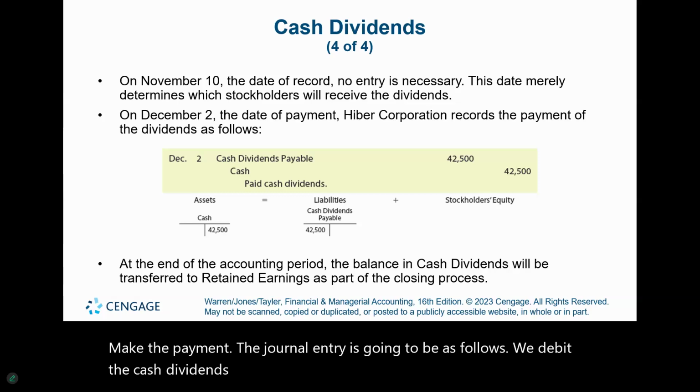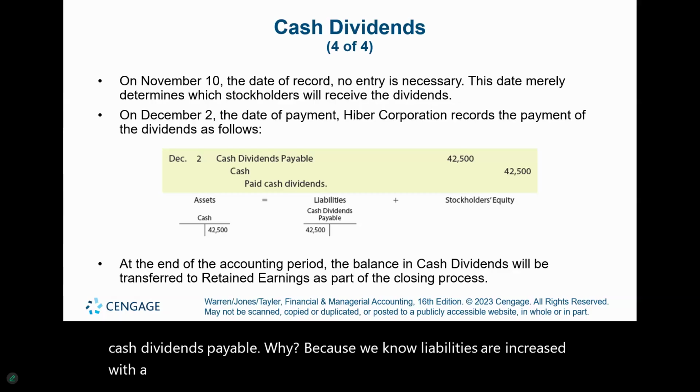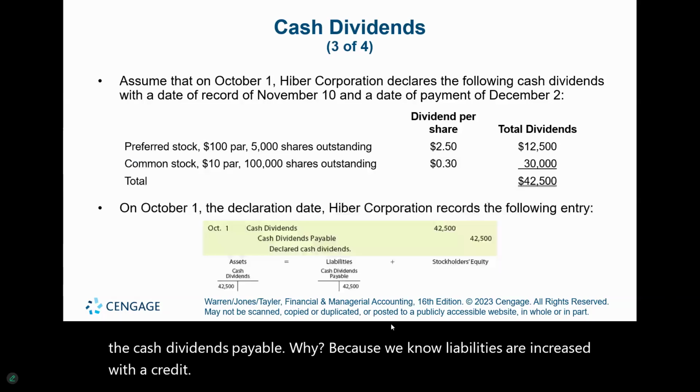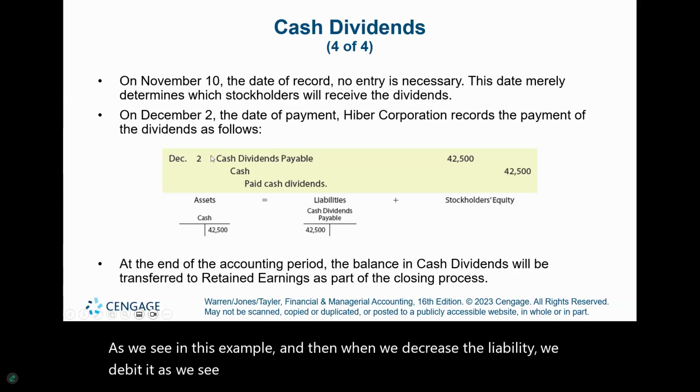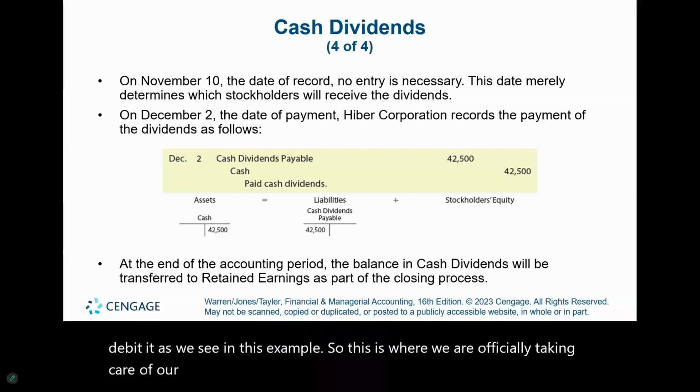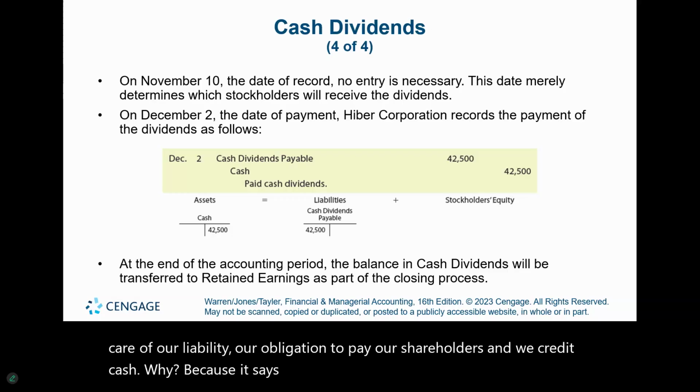Why? Because we know liabilities are increased with a credit, as we see in this example. And then when we decrease the liability, we debit it, as we see in this example. So this is where we are officially taking care of our liability, our obligation to pay our shareholders. And we credit cash. Why? Because it says we paid. We know anytime we see the word paid, we paid cash.